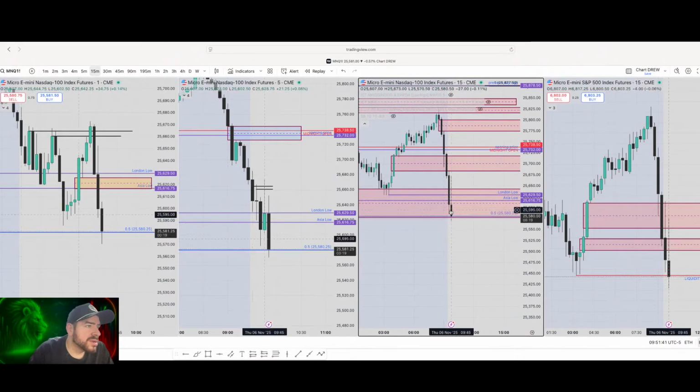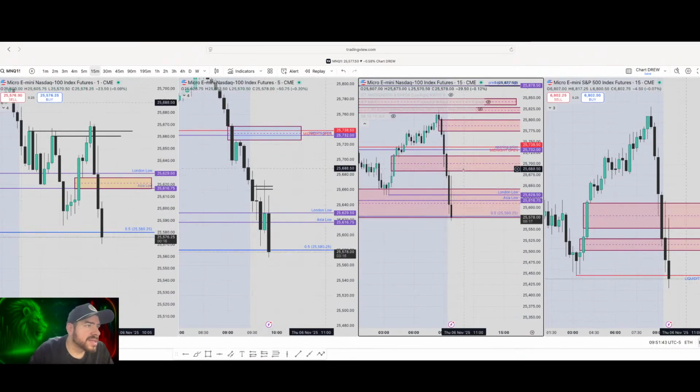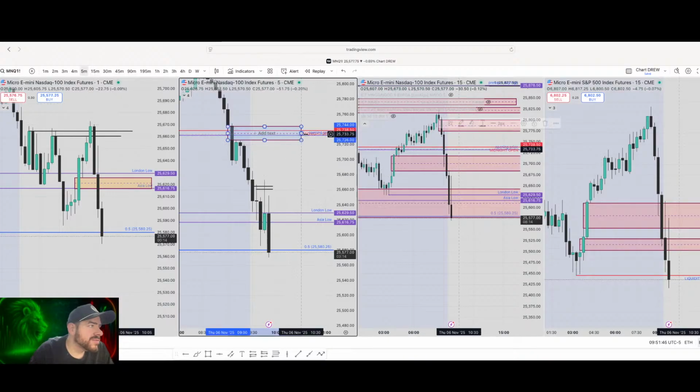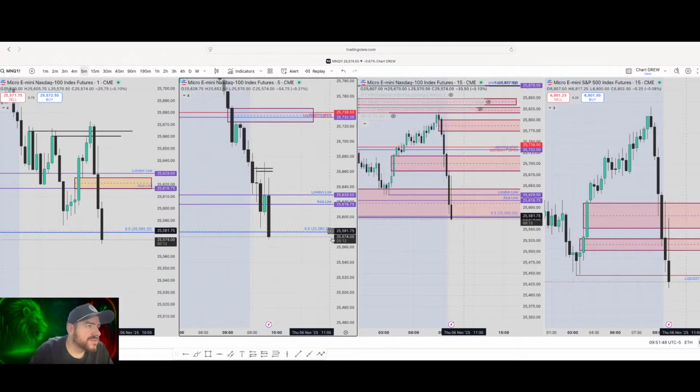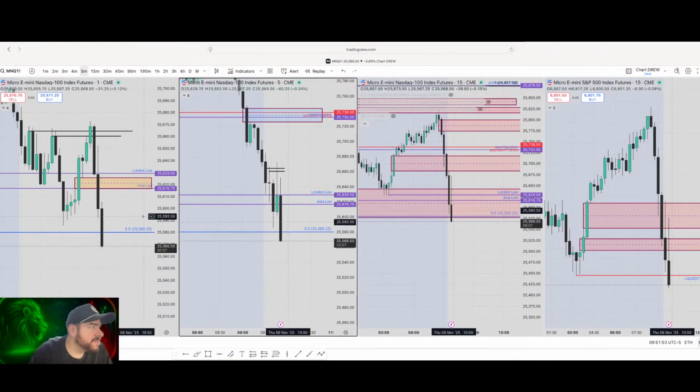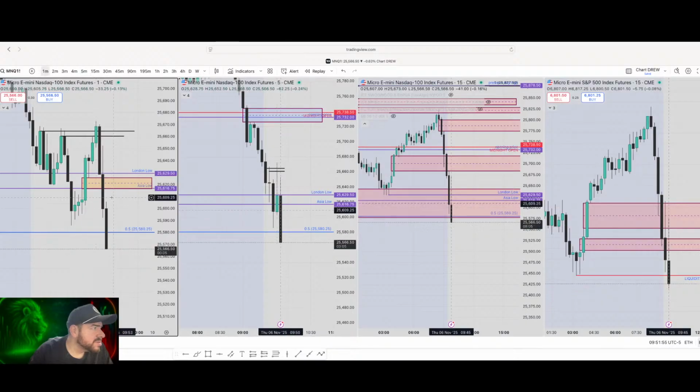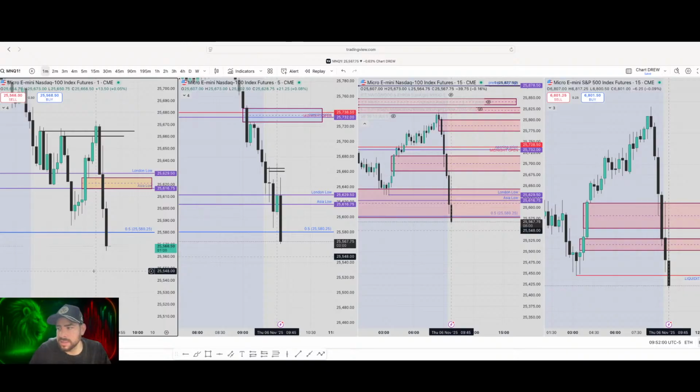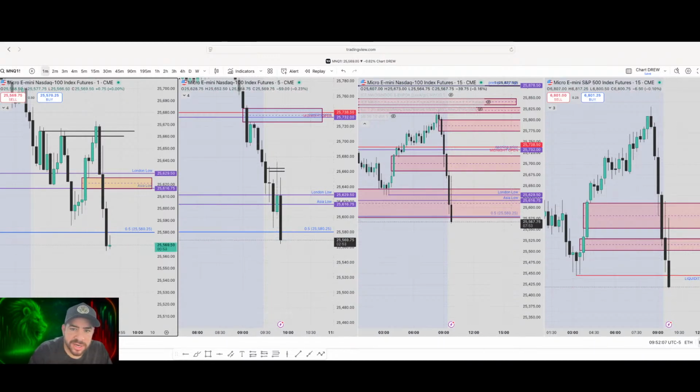If we come down here and then we come back up and tag this, or maybe tag this 5 minute fair value gap we got, then I'll look for a short. Right now I don't want to chase it. We just hit 50%, so we'll let it do what it needs to do. But no chasing allowed. If you want to be profitable, no chasing allowed.